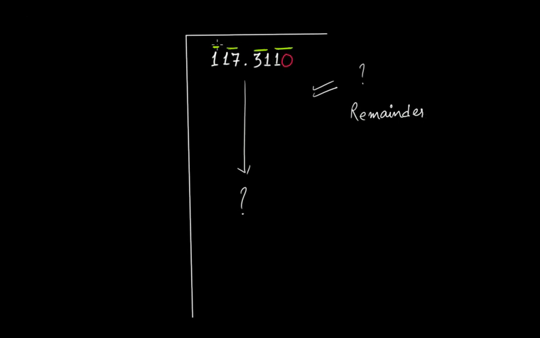Always when you are pairing or placing the bar, start from the rightmost digit, that is the ones place, in the case of the integral part. But when you are dealing with the decimal part, always start from the leftmost digit, that is from the tenths place.